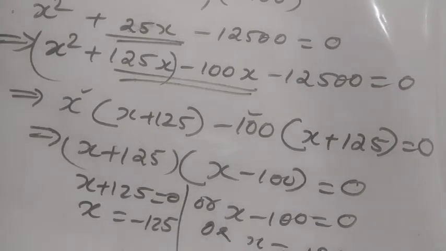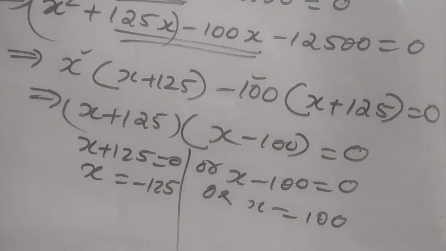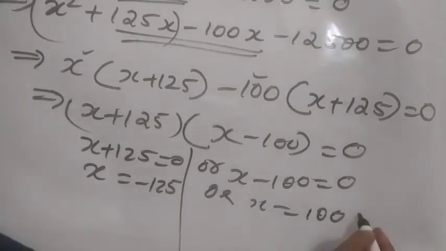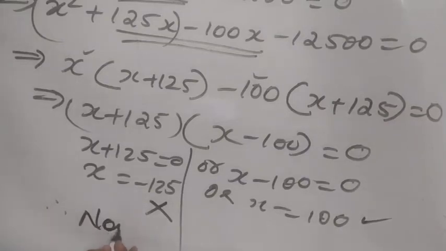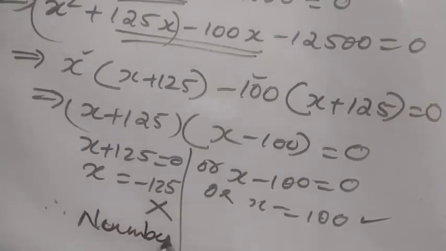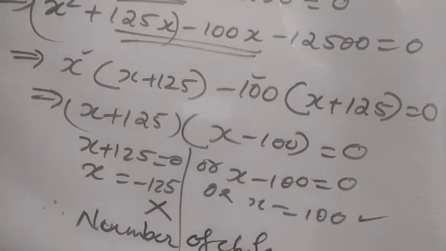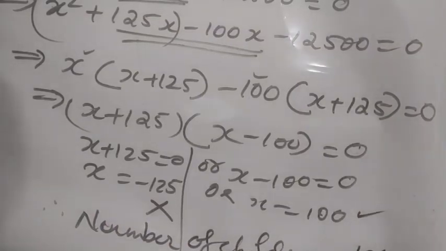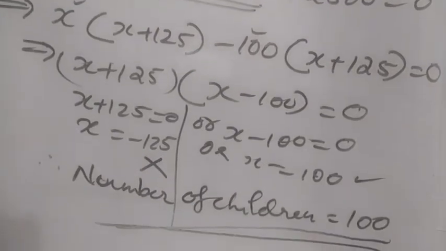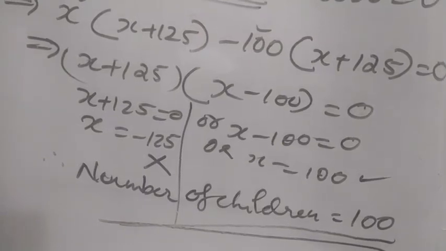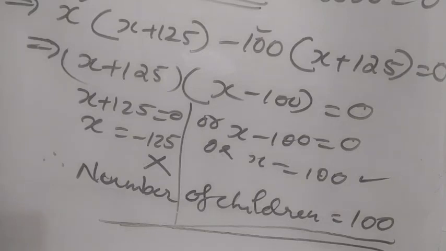Which one can we take as the number of children? We can take the number of children as a positive value only. This is not valid. Therefore, the number of children is 100. There are 100 children and 250 rupees is divided among 100 children. If there are 25 more children, 125 children are there, divide 250 by 125, we get 50 paise less.